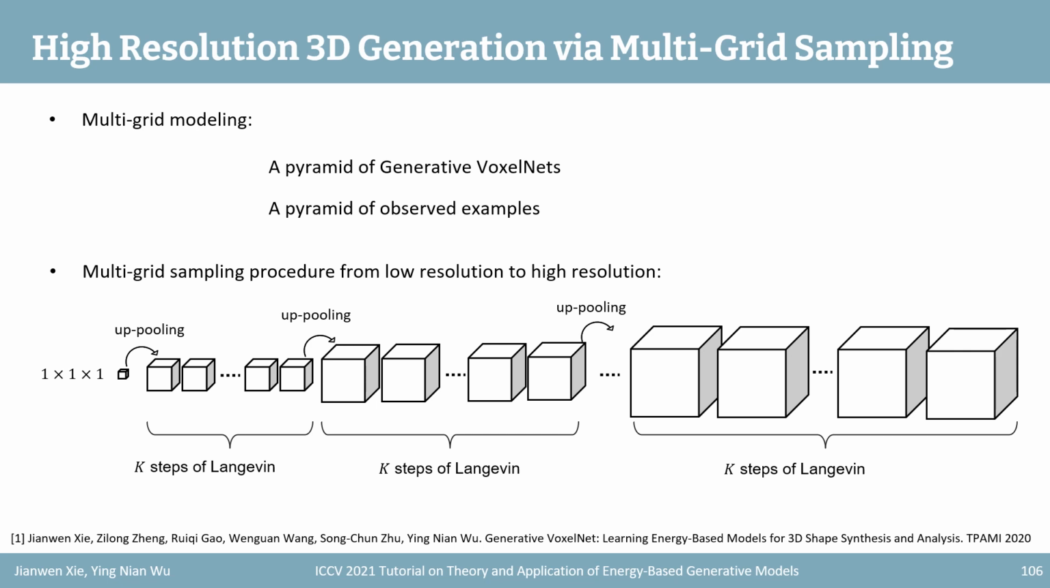The benefit of the multi-grid modeling is that during training, the low-resolution EBM can provide initialization for the MCMC of the high-resolution EBM. Usually, sampling from low-resolution space is much easier than sampling from high-resolution space. The starting minimal resolution is typically 1 by 1 by 1, and the largest resolution is the target resolution.